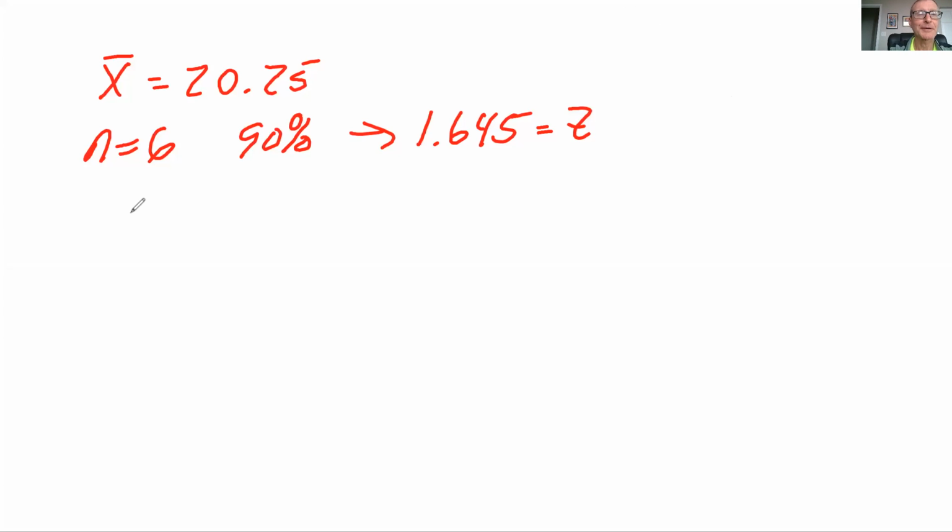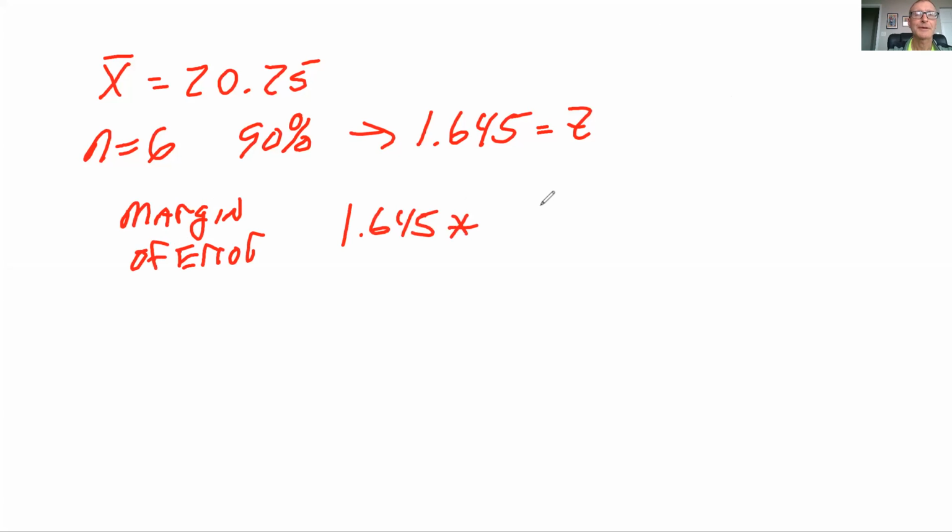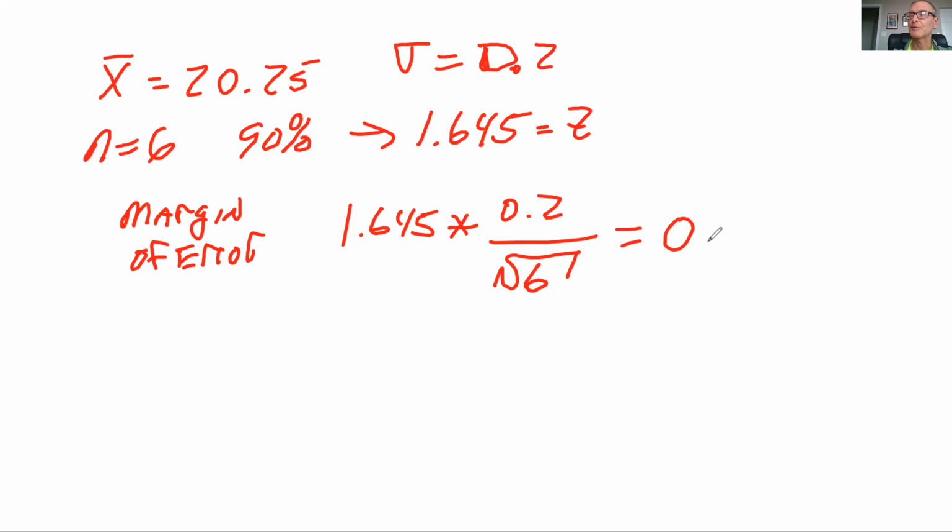So the next thing we want to calculate is the margin of error, right? That's the plus or minus aspect around the mean. The margin of error will be the z-score, which is 1.645, times the standard deviation over the square root of n, which is 6. I forgot to write the standard deviation up here. The standard deviation was 0.2. So we would do 0.2, get out your calculator, and you would get a number of 0.1348.